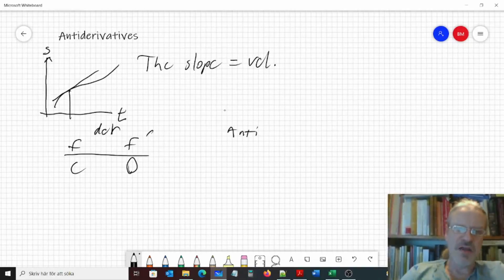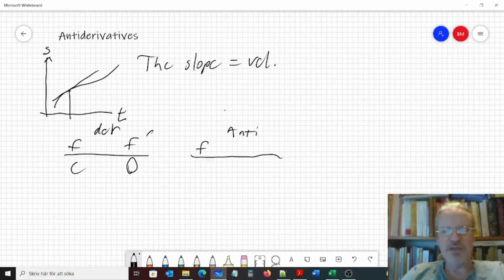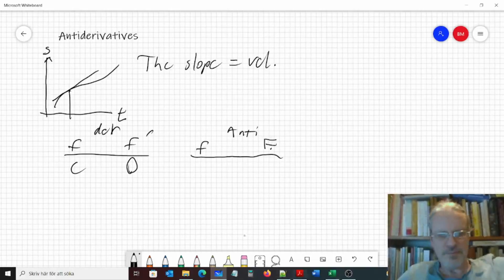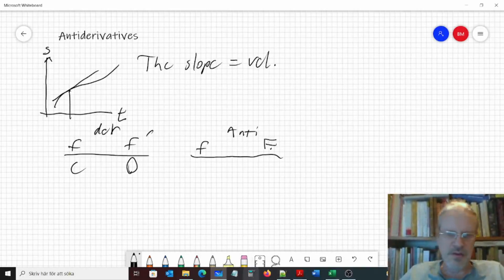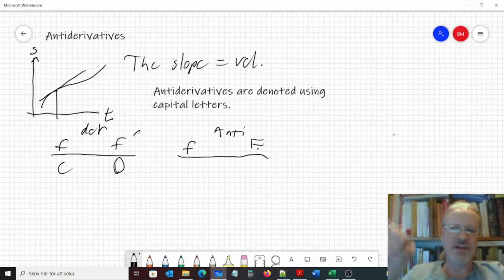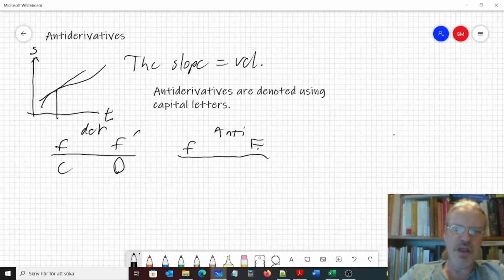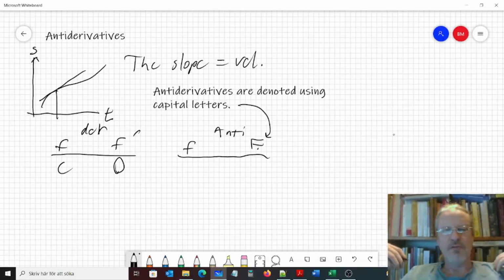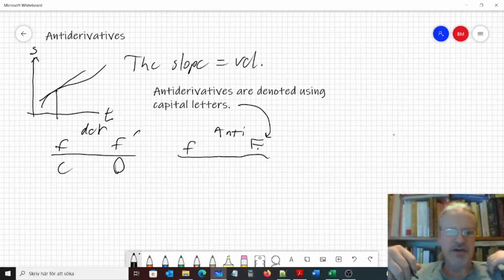And what we have here is we now have a function, and we must have some way to denote the antiderivative, and we will use a capital letter for that. So to denote antiderivatives, we will use the corresponding capital letter. So if the function is f, capital F is our antiderivative, if our function is denoted by g, capital G is our antiderivative, and so on.